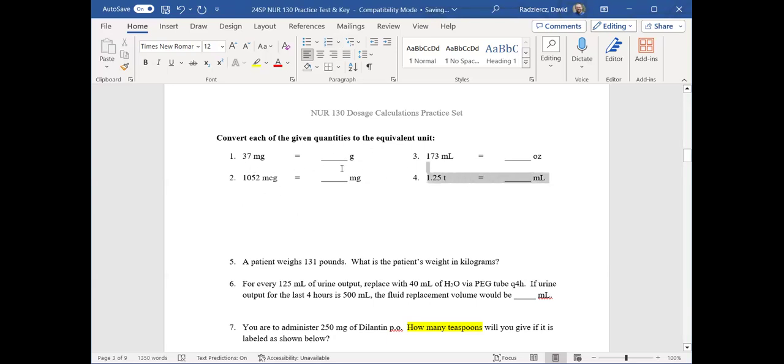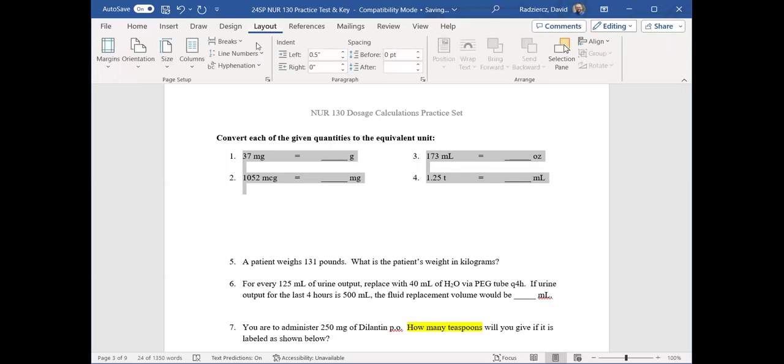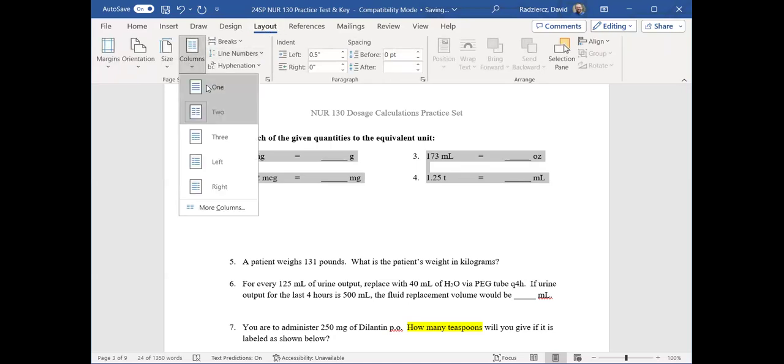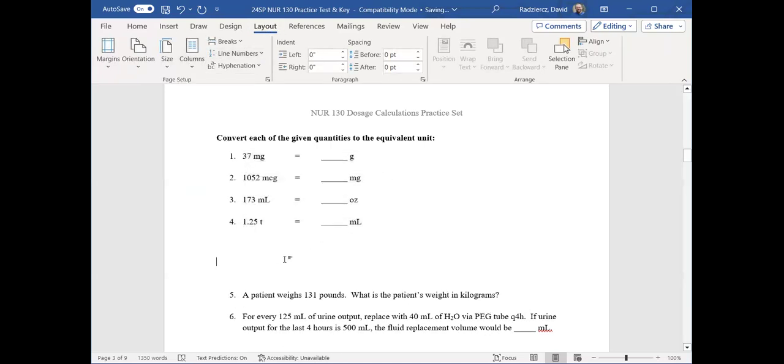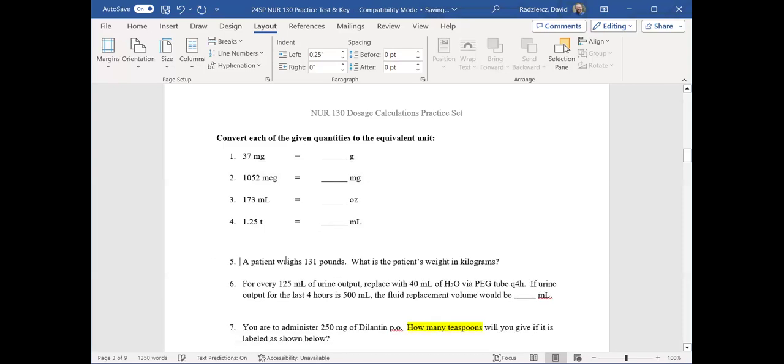Okay, so let's look at these questions individually. I'm going to group these so that I can show you, and give me some space here to work through these.